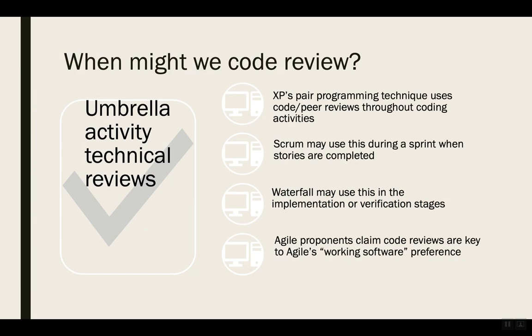This slide presents where code reviews are done in the generic software process on the left, and then more specifically in XP, Scrum, and Waterfall on the right. XP pair programming includes code reviews. Scrum may use this during the sprint when stories are completed, and Waterfall during the implementation or verification stages. I also read that many Agile proponents claim code reviews are key to Agile's working software over comprehensive documentation preference.